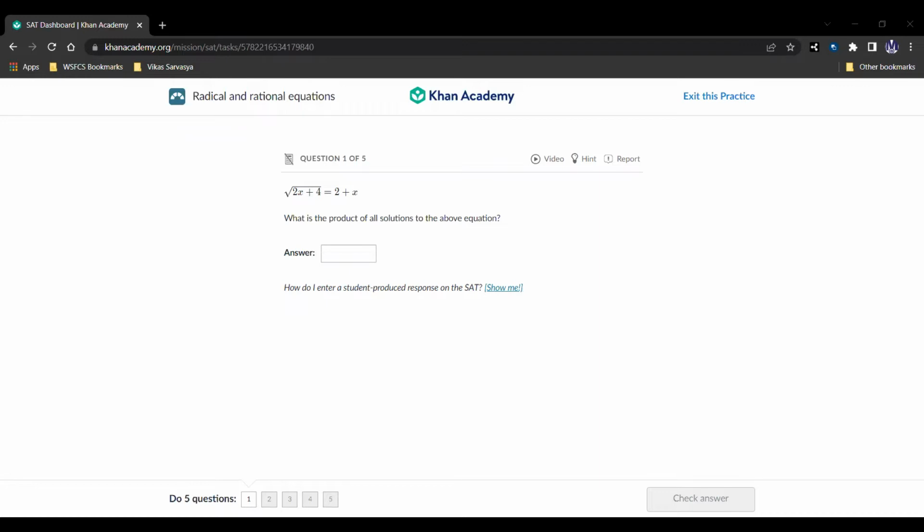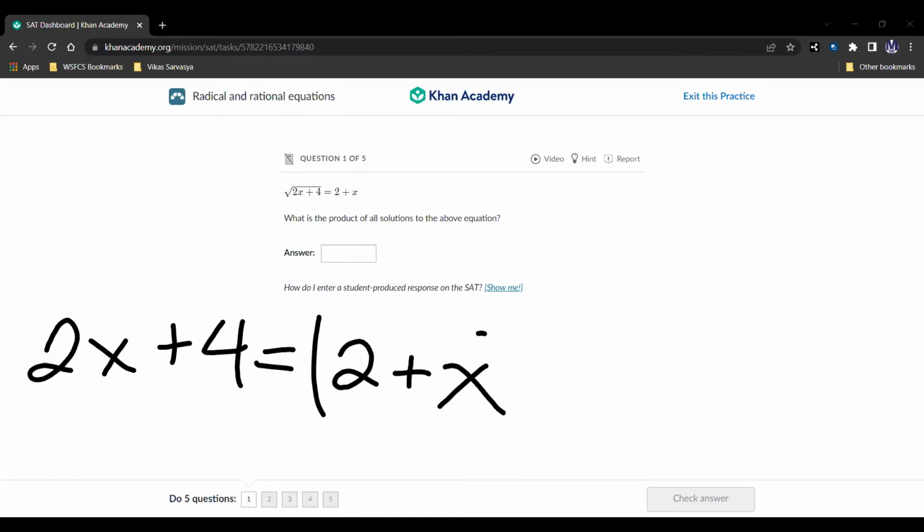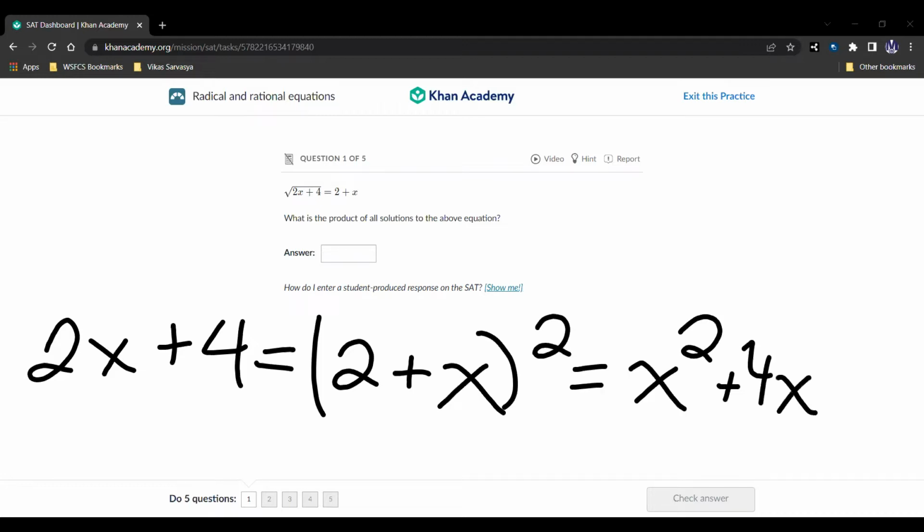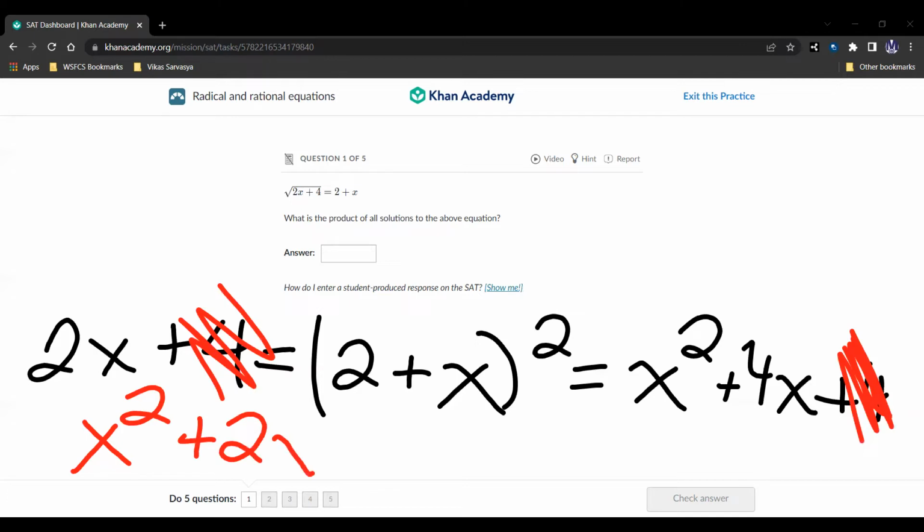Question number 1. Square root of 2x plus 4 equals 2 plus x, and we're asked for the product of all solutions to the above equation. Well, let's see. We can square both sides. So 2x plus 4 equals (2 plus x) squared, which is going to be x squared plus 4x plus 4. We subtract 4 from both sides. We subtract the 2x out, and we end up with x squared plus 2x equals 0.